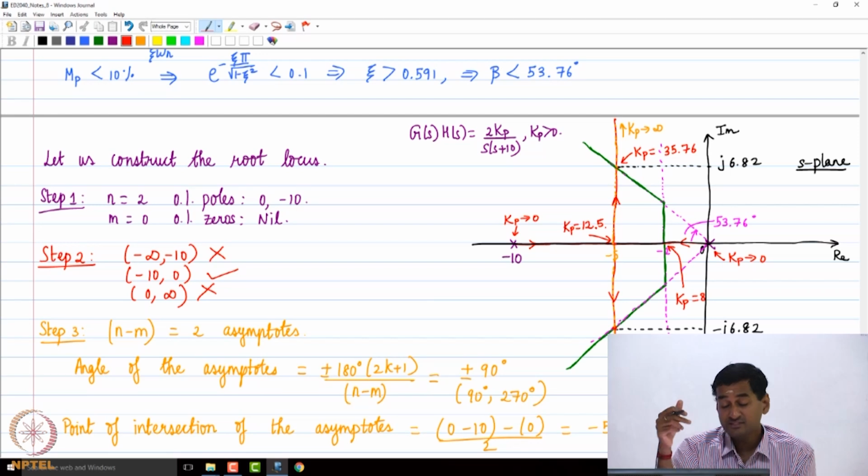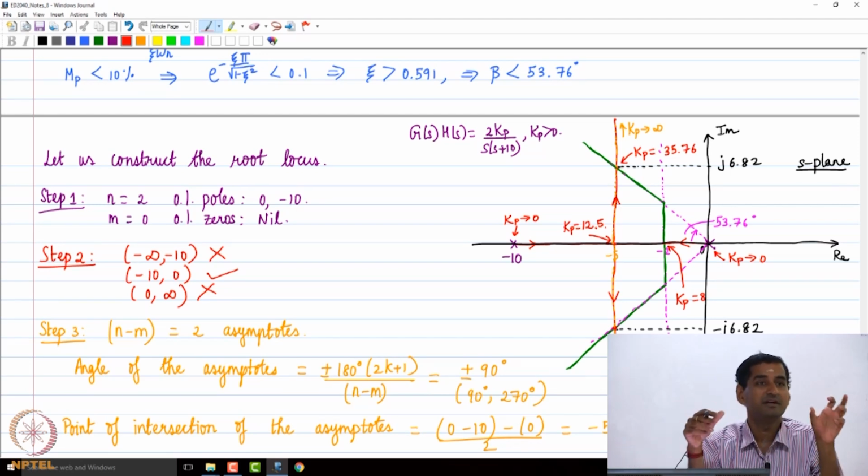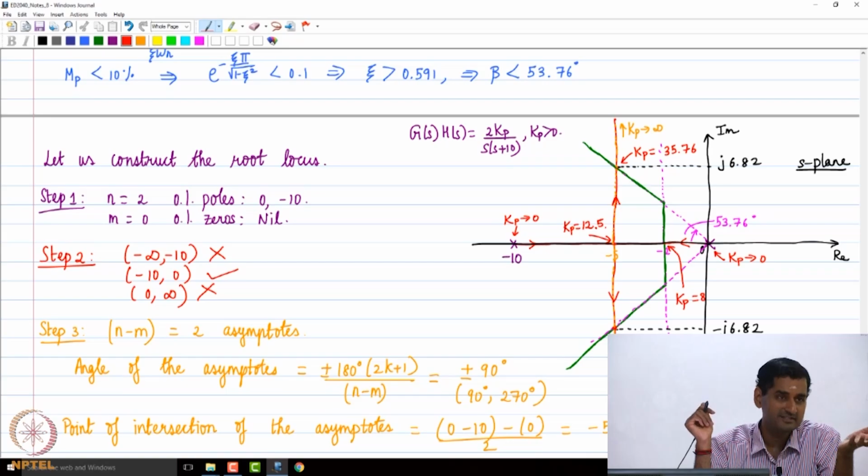So this way, theoretical analysis can help us figure out a range of controller gains. Then we need to go to the actual experimental system and fine tune, okay? So that's what ultimately we would end up doing. Is it clear?